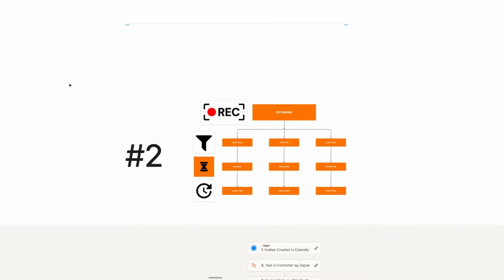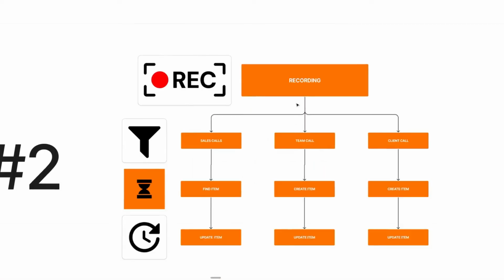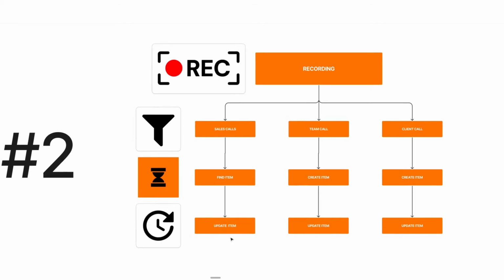An optional automation that you can also add is very similar to this. Basically, whenever a recording comes in, it filters it through based on a stage, similar to the previous automation, but now it finds the item, which in this case is a particular meeting, and updates it with a recording link, just allowing you to track your recordings.